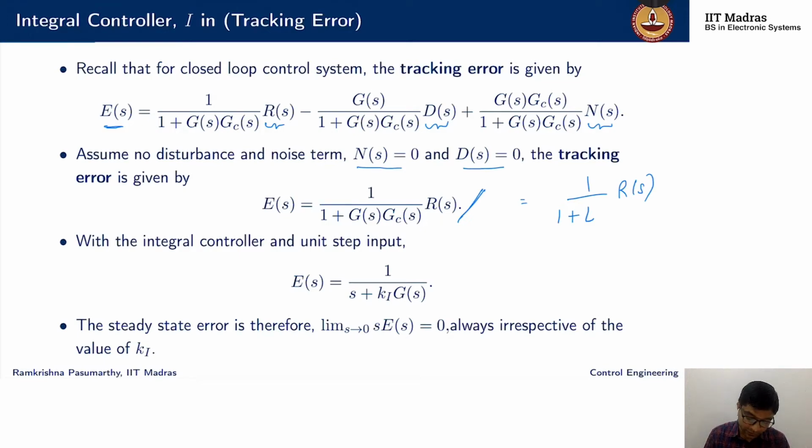Now if C of S is of the form Ki over S, I do a little bit of math here, and the error for a unit step input now becomes 1 over S plus Ki times Cs. So what happens at steady state? I apply the final value theorem, and it turns out that the error always becomes zero, irrespective of the value of Ki. Of course, here I'm assuming that this is a stable transfer function.